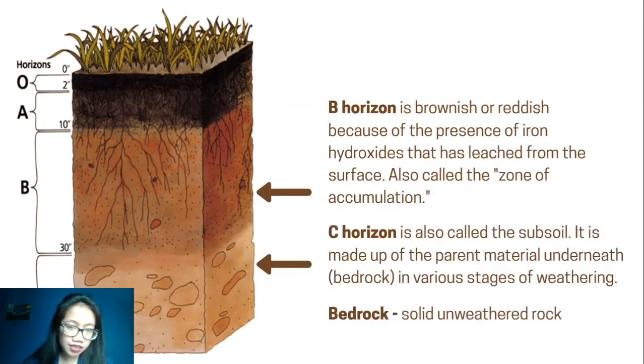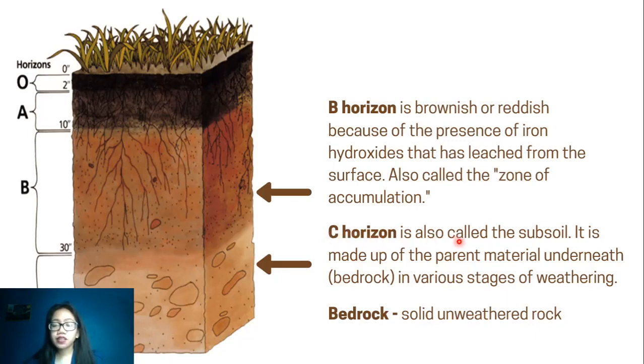Okay, let's click next. Next, the B horizon is brownish or reddish because of the presence of iron hydroxides that has leached from the surface. This is called the zone of accumulation. So heavy components or heavy materials from the surface may be washed or dissolved from the surface because of the infiltration, and they will stay here in the B horizon. They are reddish because, yeah, the iron components from the other horizons on top may deposit here in the B horizon. And then finally, we have your C horizon.